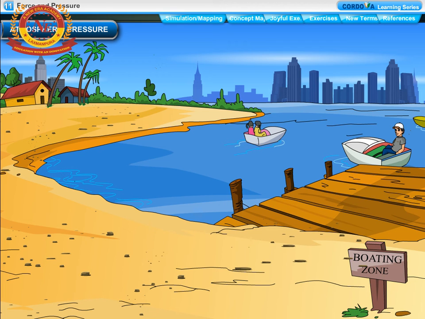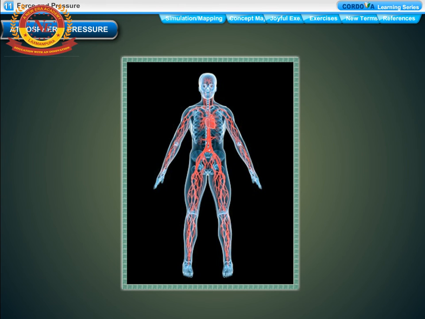If such an enormous amount of pressure is acting on us, why do we not feel it? This is because the pressure of the blood in the blood vessels and other fluids present in the body balance out the atmospheric pressure.